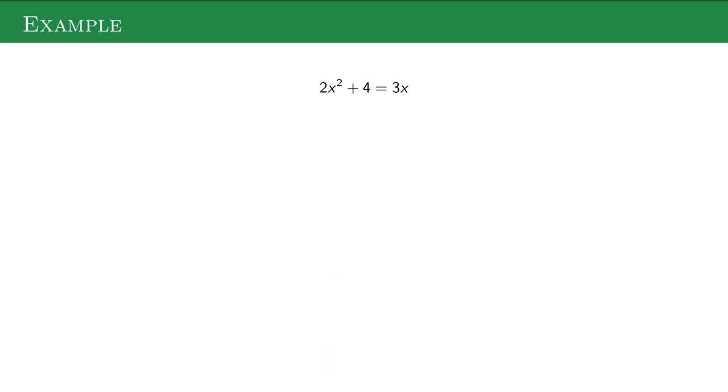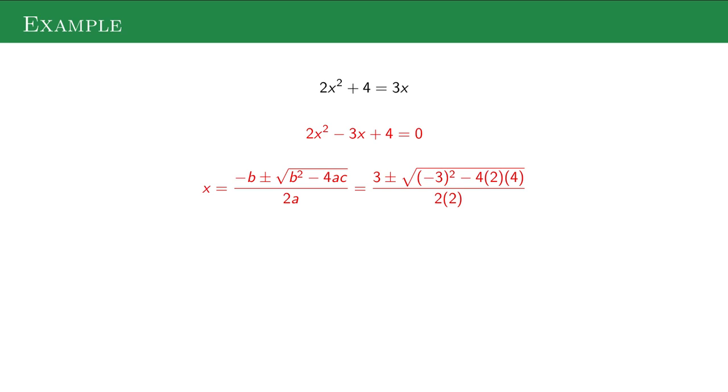I'll just do one more example. Again, I have to get 0 on one side, so I want to move this thing over. And notice I don't write 4 minus 3x, which we'll do a lot when we move this over, but I want to write it in x squared, x number term, because that's a, b, c. So if I write it in this specific order, I have my a, b, and c in the correct place, and I can plug them into the quadratic formula.